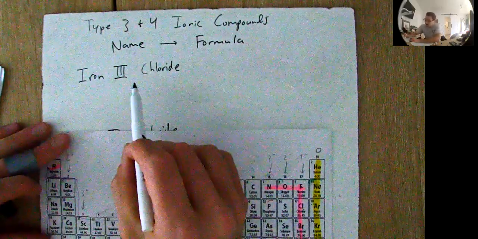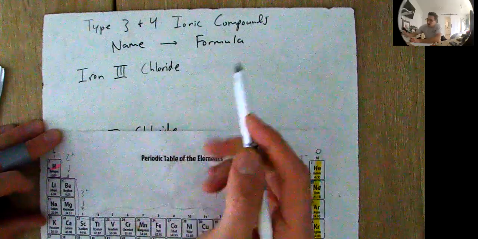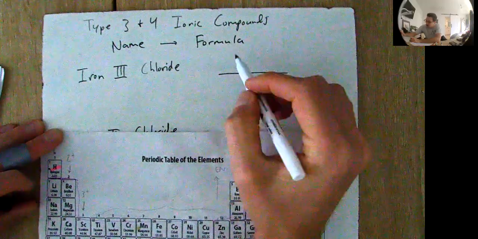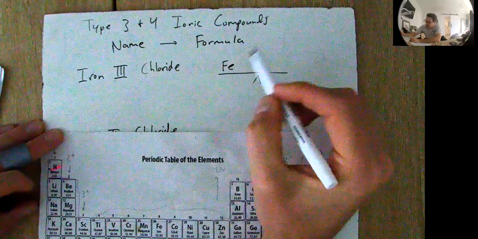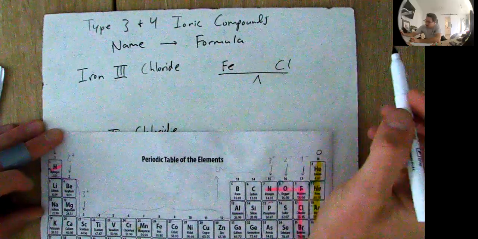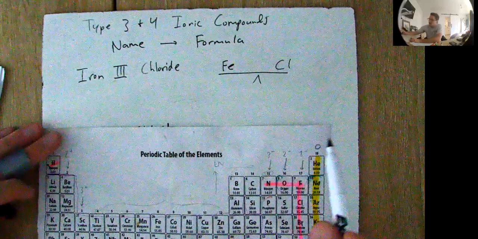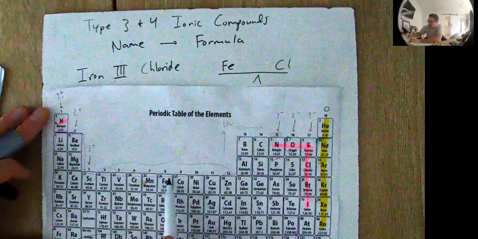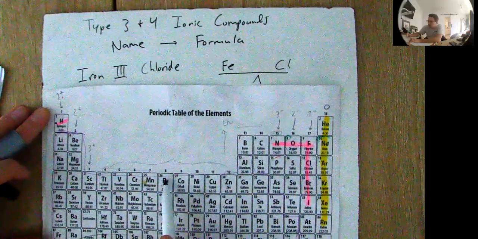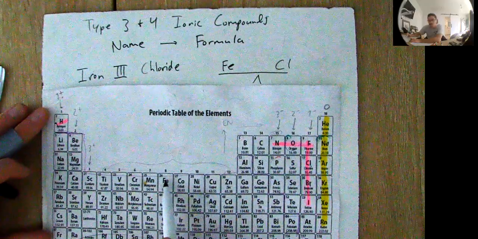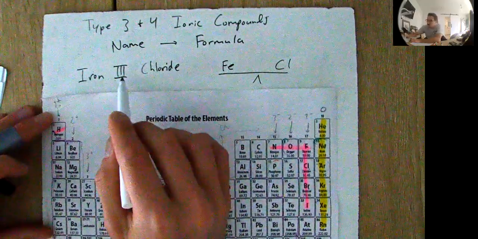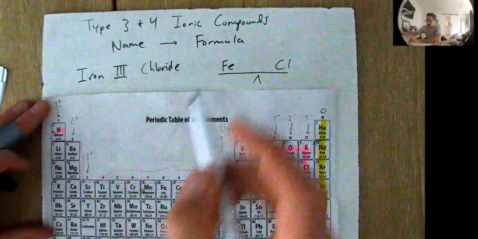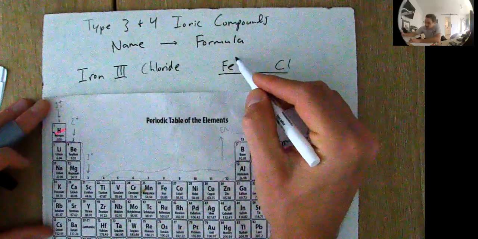Okay, we need to give the formula for iron 3 chloride. Well, first what we could do is show our balance beam and give the formula for iron and then give the formula for chloride. Okay, well, if we look for iron first, we could see that it's a transition metal located right here. Well, how do we know what the charge is? Since it's a transition metal, it could have multiple charges. So we have to look at the Roman numeral, because remember, the Roman numeral determines the charge on the metal. So this specific iron has a charge of 3 positive.